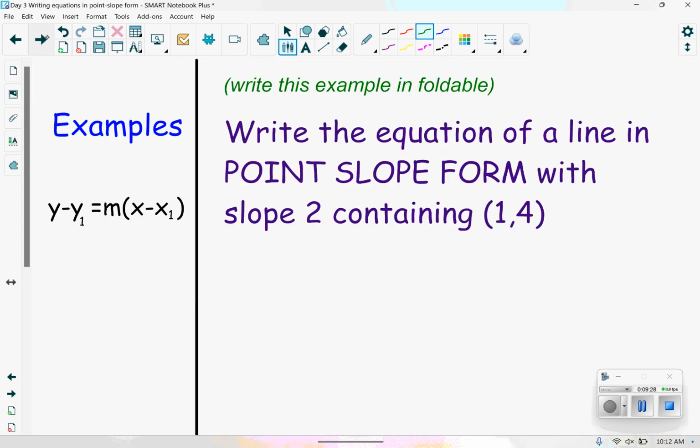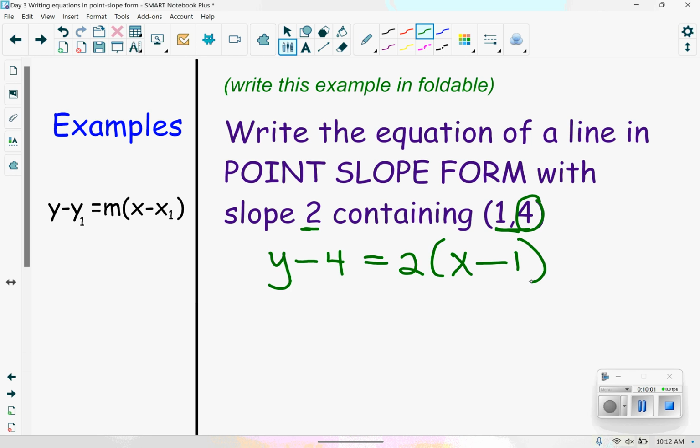All right, so let's write the equation of a line in point slope form that has this slope and contains this point. So I'm going to do y minus the y of my point, which is 4, equals my slope, which is 2, parentheses, x minus the x of my point. And that is all I do. That is a point slope form of a line.